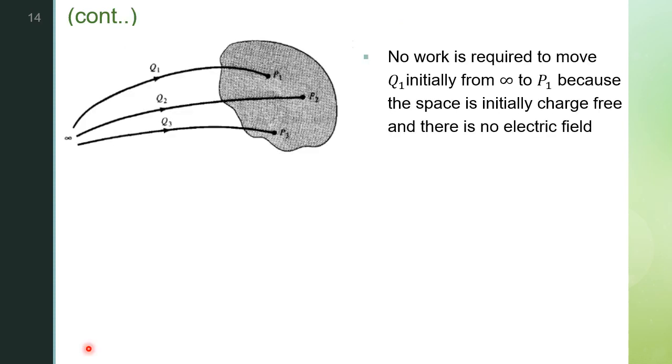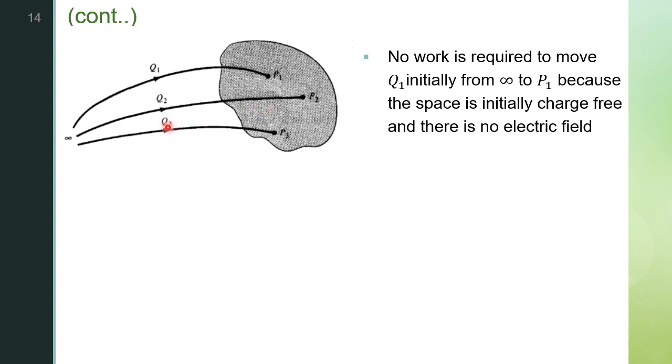Initially, we are considering a charge-free region. First, we are bringing the charge Q1 from infinity and placing it at point P1. So, the system is initially charge-free. When you bring Q1 to the point P1, it doesn't require any work because there is no charge inside and there is no electric field already present inside the system. Thus, the work done in bringing the first charge is 0.